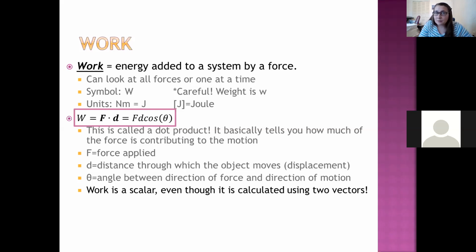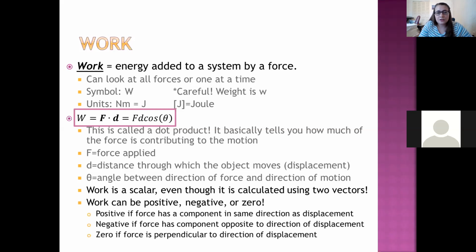Same thing with energy coming up in a couple of minutes. The direction of energy doesn't matter at all. And work can be positive, negative, or zero depending on the situation. It'll be positive if the force has a component that's in the same direction as the displacement. It'll be negative if the force has a component opposite to the direction of displacement, like friction, for example, is usually negative work. And it's zero if the force is perpendicular to the direction of displacement. If it's not contributing to the motion at all, the work that it is doing is zero.